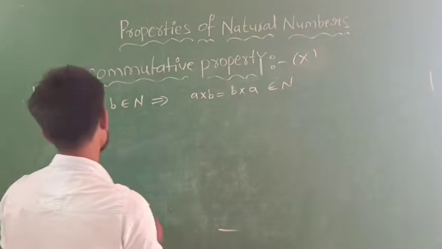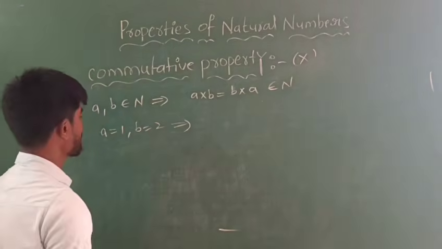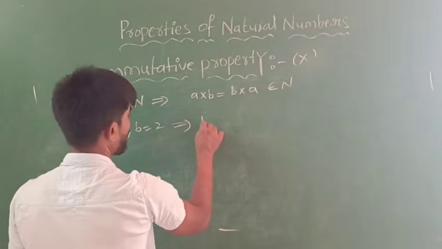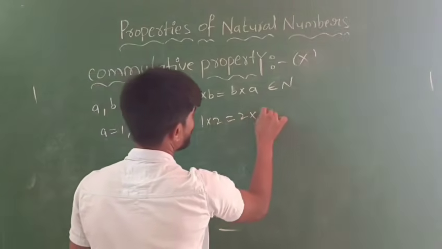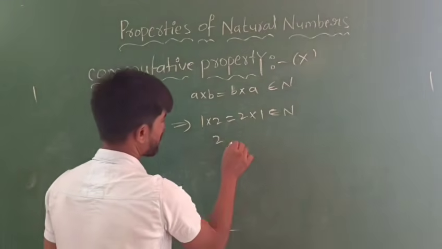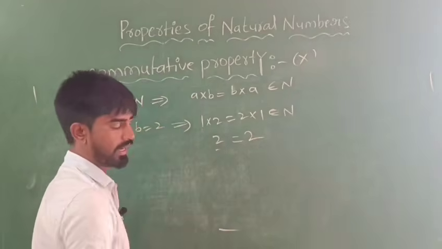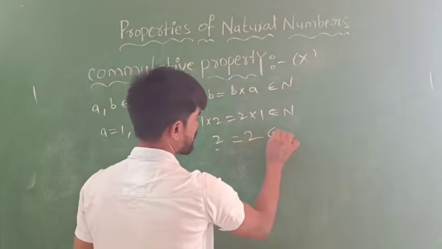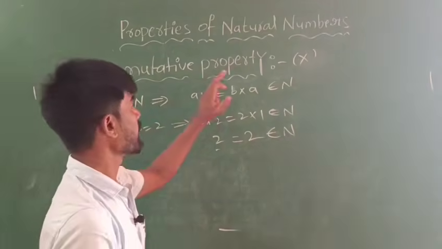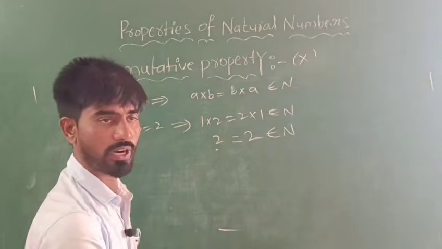Here I am going to take an example: a is equal to 1, b is equal to 2. I am going to substitute these values in LHS and RHS. Here 1 into 2 is equal to 2 into 1. 1 into 2 is nothing but 2, and 2 into 1 is nothing but 2. Here 2 is a positive number, LHS is equal to RHS, and this 2 belongs to natural numbers. That's why the commutative property under multiplication follows in natural numbers.